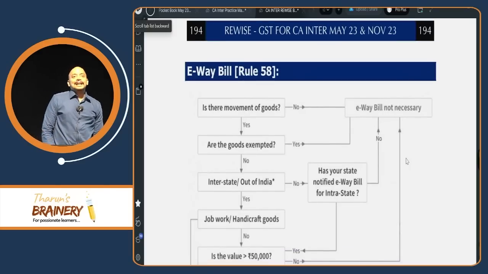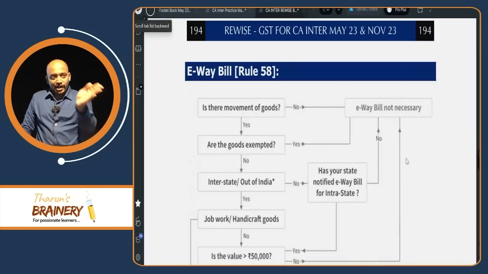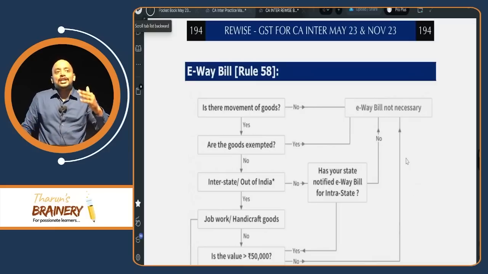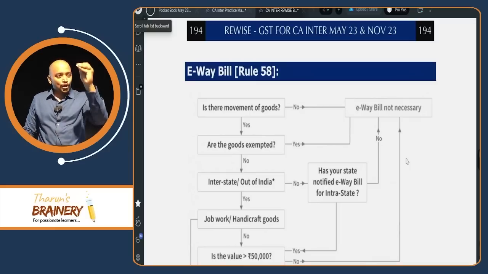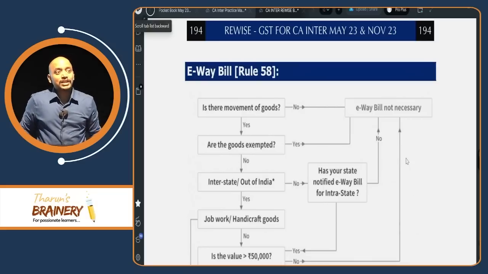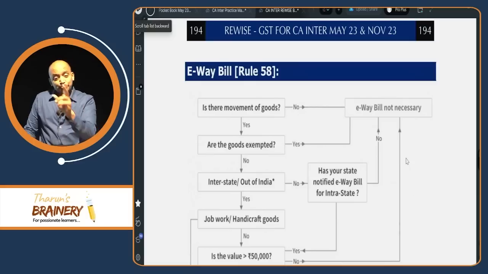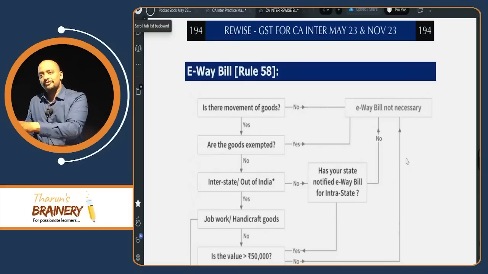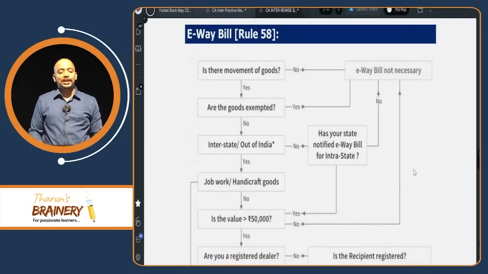So what does electronic way bill mean? Before movement of goods, whatever goods you are taking from one location to another location, you need to inform the GST department. For that we need to file one document. That document is known as e-way bill. Okay, and e-way bill is a document filed for the purpose of movement of goods. So when is it to be generated, before movement of goods or after movement of goods? Before movement of goods. So see this, first there should be movement of goods.